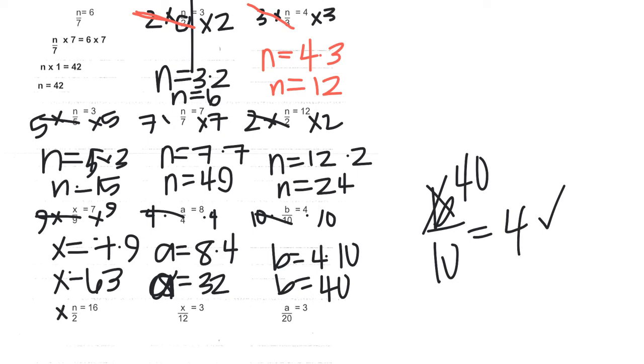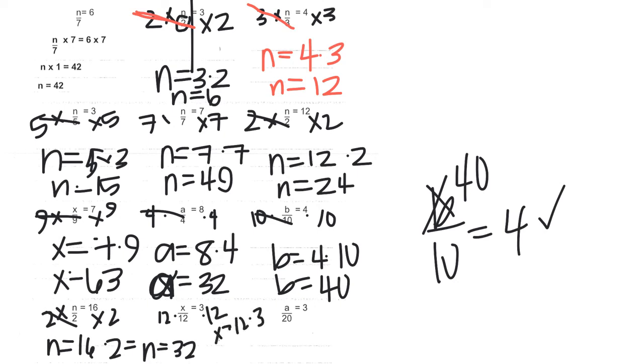So when I multiply by 2, n over 2 equals 16. Multiply by 2 on both sides. n equals 16 times 2. So n equals 32. So then I multiply by 12, x equals 12 times 3. Sorry, I'm running out of space here. x equals 36. And the last one, I would multiply by 20 on both sides, and I would get a equals 3 times 20, which gives me 60.